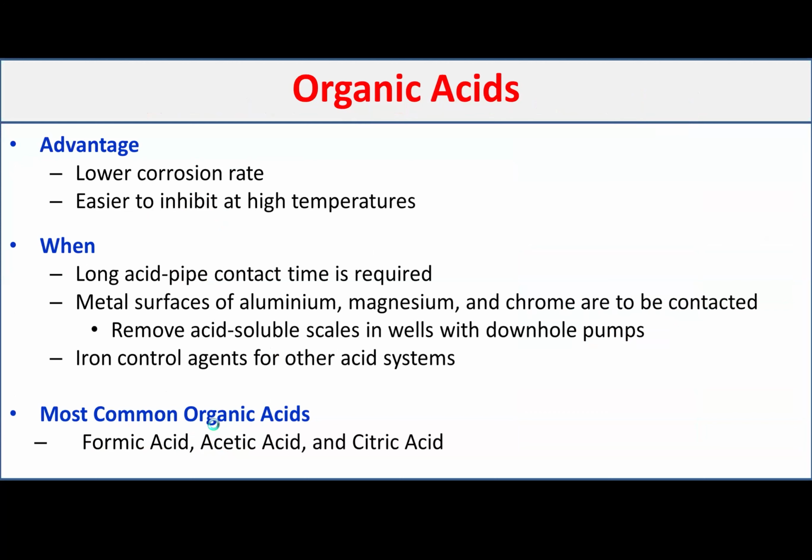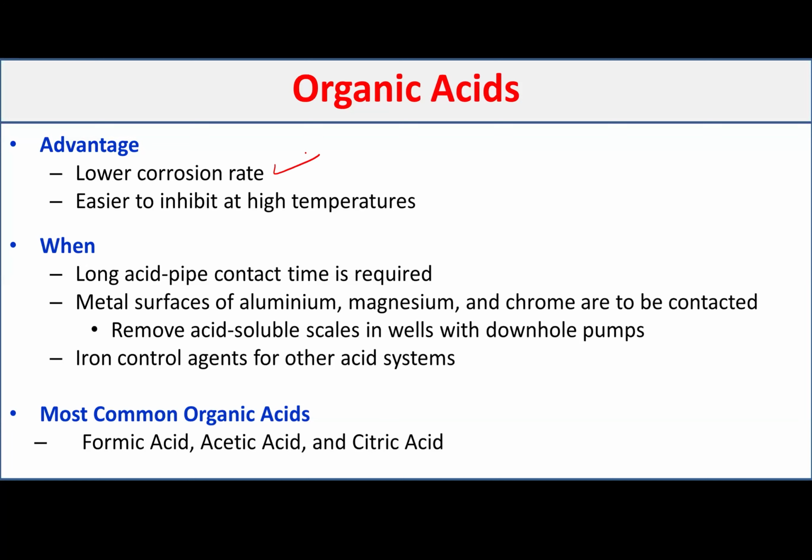So after the HF, let's talk about organic acids, which mainly we have three acids that we're talking about: formic acid, acetic acid, and citric acid. And the advantage of using organic acid against HCl, for example, is two things: low corrosion rate. It will not affect the pipes. So you can pump it with a minimum effect on the pipe.